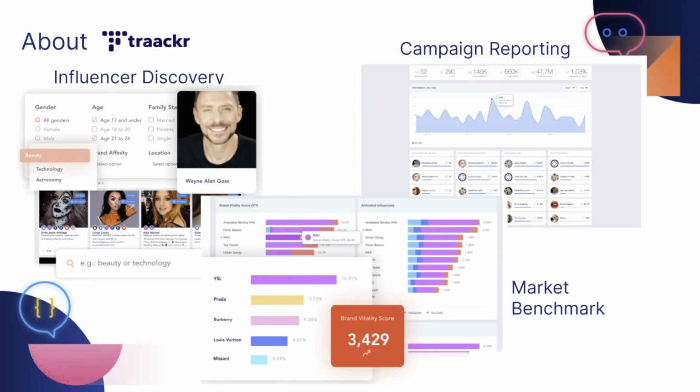And finally, there's market benchmark. So customers use this to understand how their brand and competitors perform among all influencers in a given market. This reporting is produced internally by Traackr and relies heavily on complex keyword Boolean expressions to generate and categorize the reporting data set.